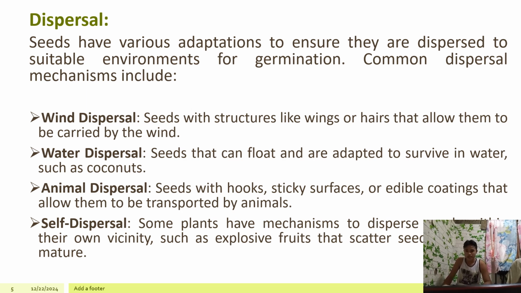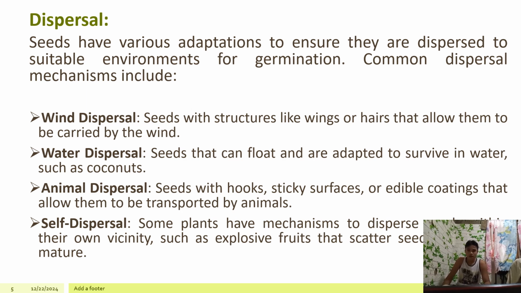Basically, this type of seeds rely on wind in order to spread or distribute throughout the environment. Number two will be water dispersal. This type of seeds rely on water to spread throughout the ecosystem. Number three will be animal dispersal.